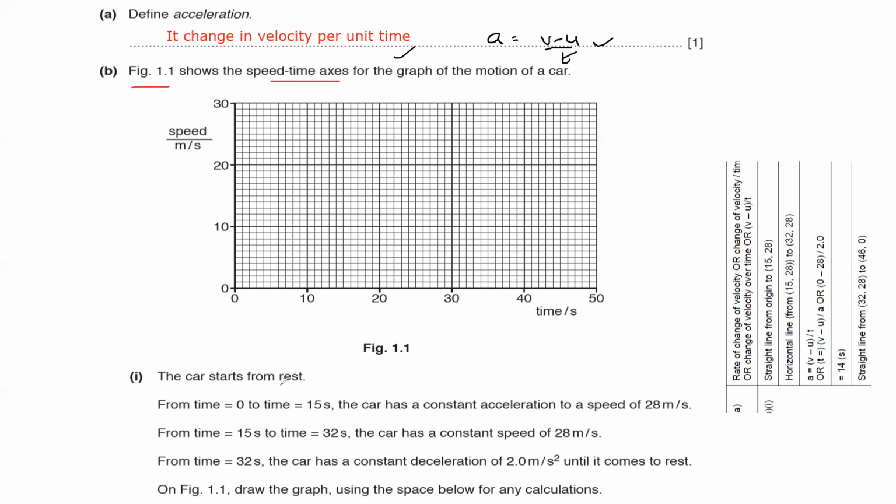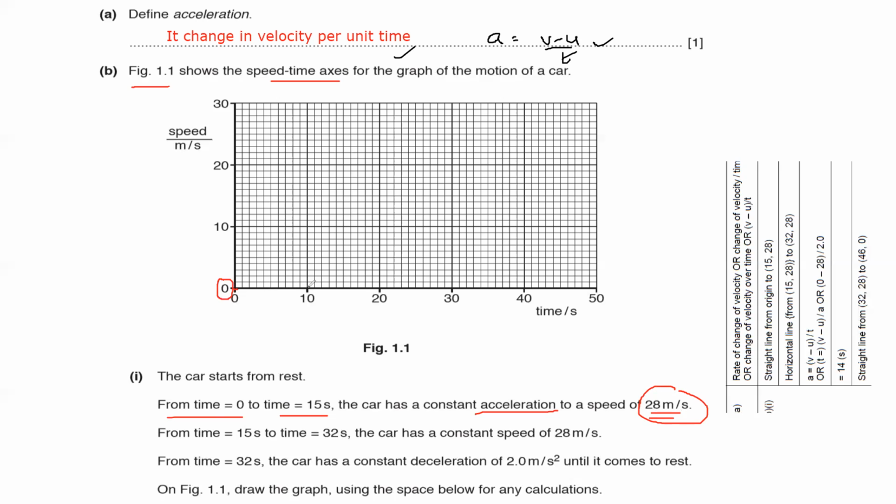The car starts from rest, so the car is at rest. If something starts from rest, it will be at zero, because the speed should be zero when something is at rest. So for time t equals 0 to t equals 15, the car has a constant acceleration to a speed of 28 meter per second. So what they mean is, from 0 to 15 seconds, the car will move with a constant acceleration and reach the speed of 28 meter per second.